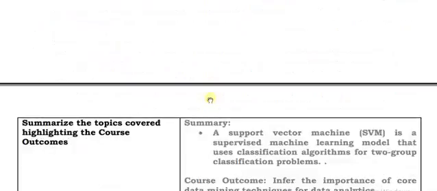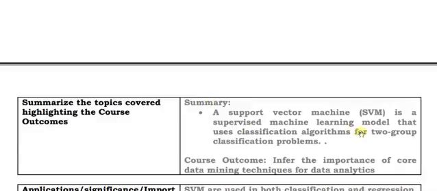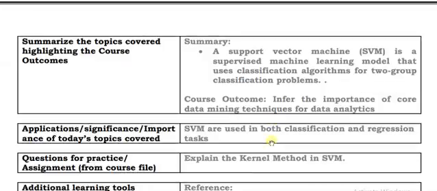So what we can summarize is, support vector machine is a supervised machine learning model that uses a classification algorithm for two group classification. Two group classification is very important because it works only for binary classification.